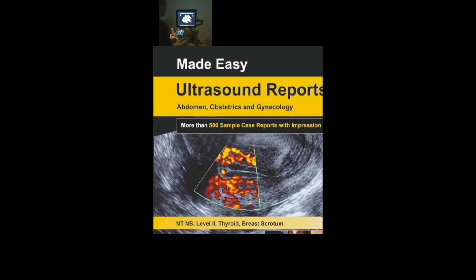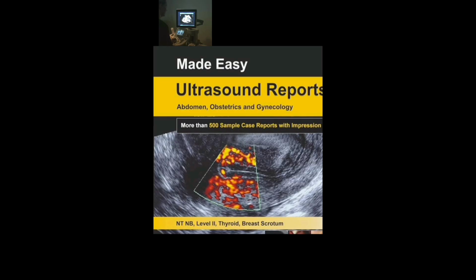Rule 6. Keep the order of the report. Always follow this international order. 1. Patient information. 2. Technique, which probe or method used. 3. Findings, describe each organ. 4. Impression, summary or possible diagnosis.